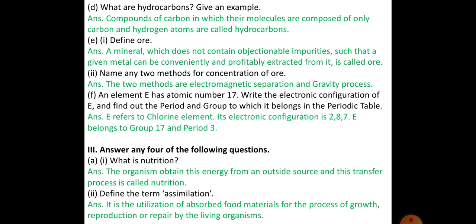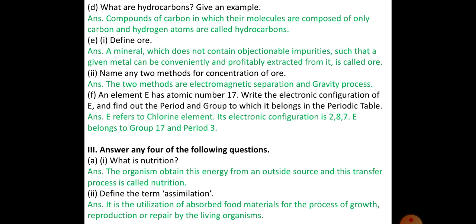Define ore. A mineral which does not contain objectionable impurities such that a given metal can be conveniently and profitably extracted from it is called ore. Name any two methods of concentration of ore. The two methods are electromagnetic separation and gravity process.